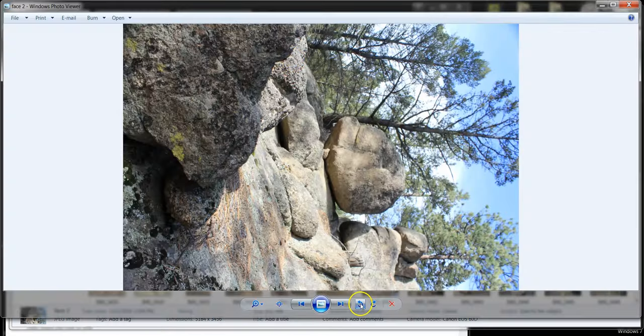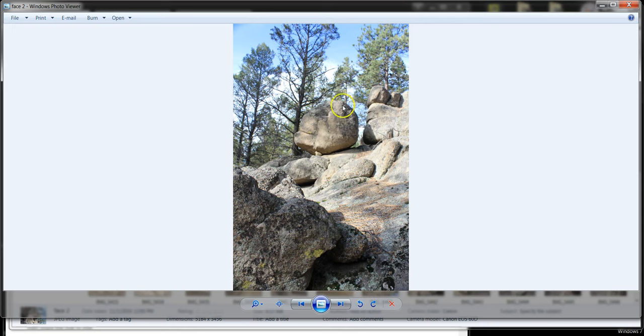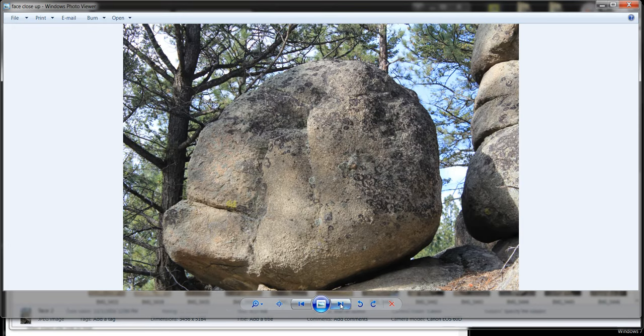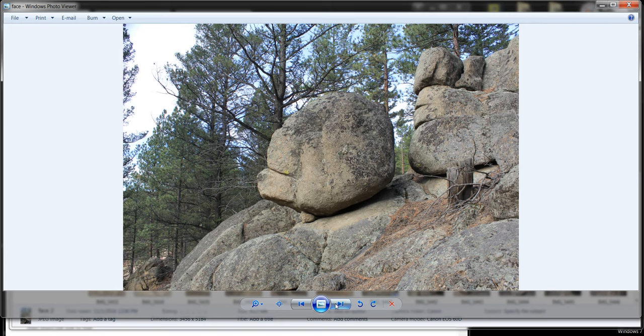Okay, this rock. This one looks like there was a face carved out of it. You can see right here we got an eye socket, a nose, a mouth, and a chin. There's a closer shot of the face. I mean, look at that thing. How can you tell me that does not look like a face was carved out of it?